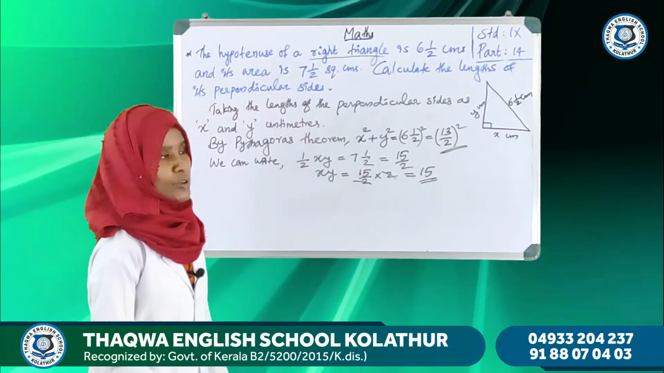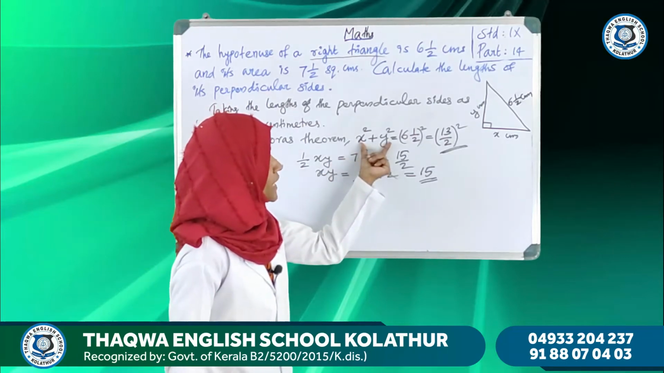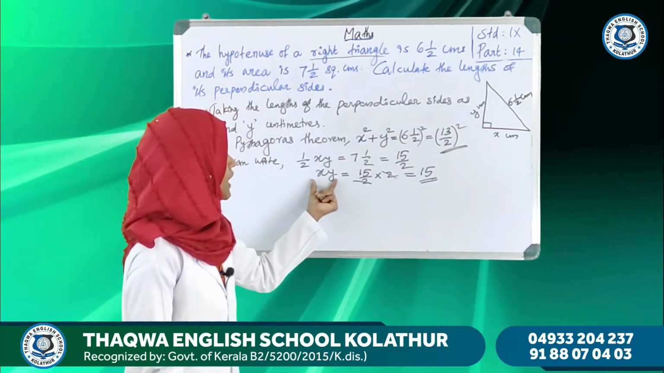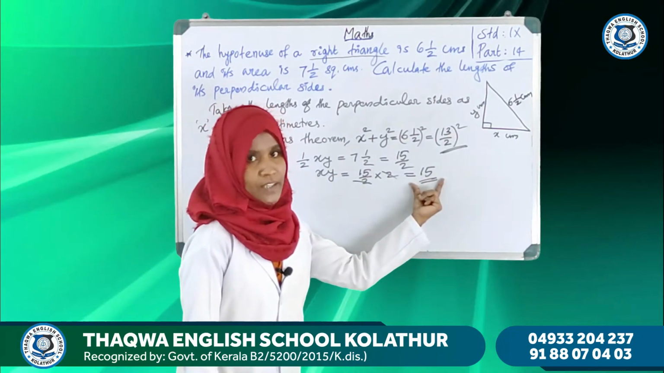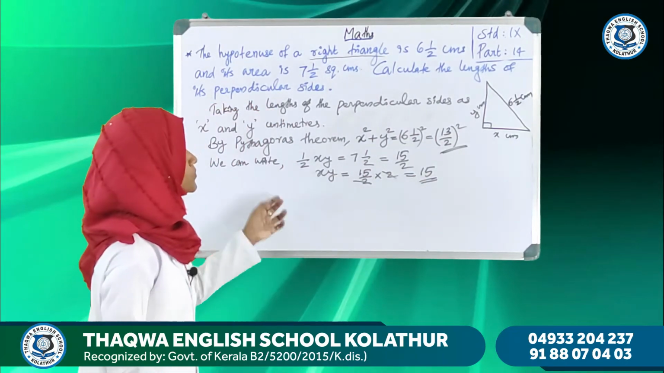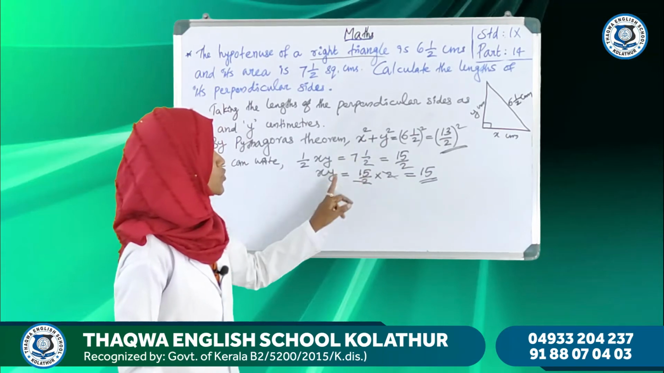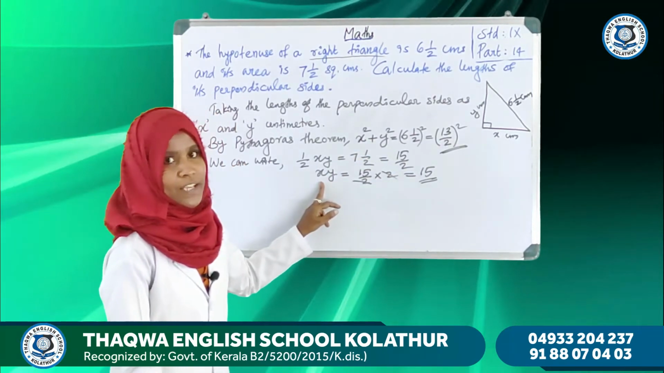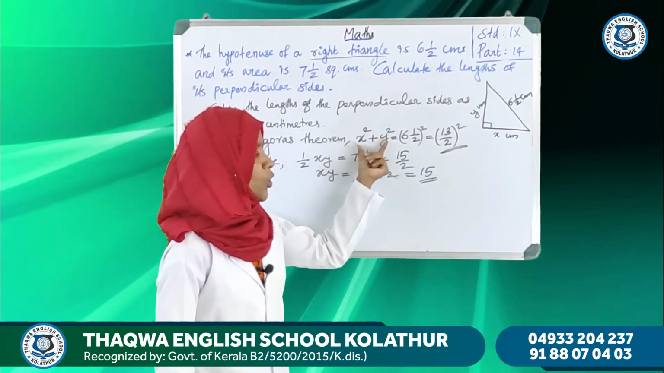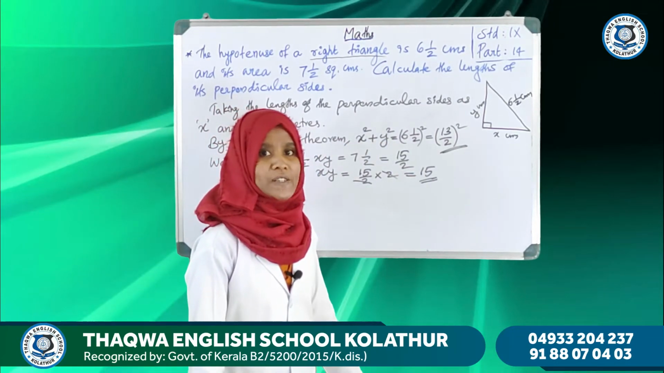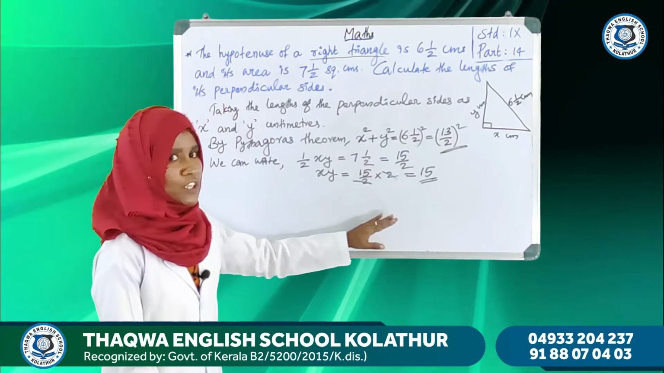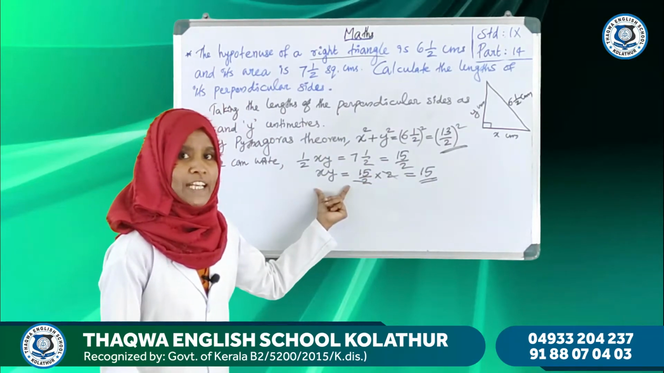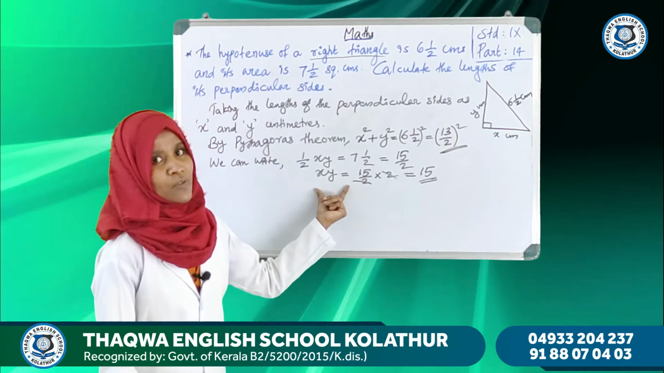So we have two equations. X square plus y square is 13 by 2 whole square. Then xy is 15. Now just to combine these two equations, x square plus y square and xy. Here there is no x plus y and x minus y. But we can find out x plus y and x minus y by using these two equations.